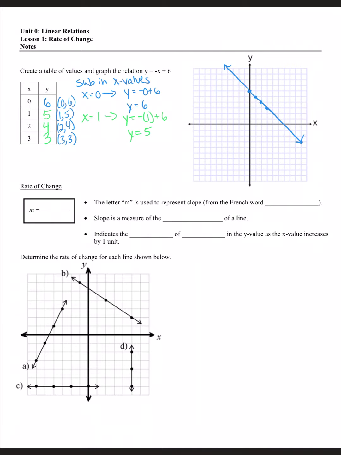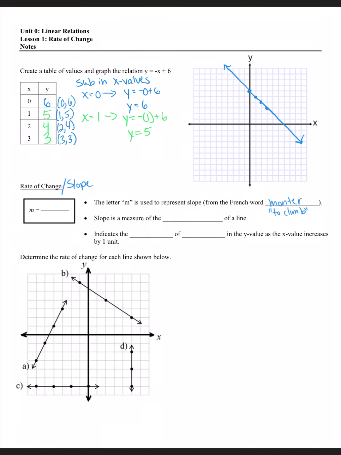One of the characteristics of the equation of a line is our rate of change, which is also called our slope. These two words are used interchangeably. They mean the same thing. The letter m is used to represent slope. It's from the French word monter, which means to climb. So remember, slope and rate of change are used the same.